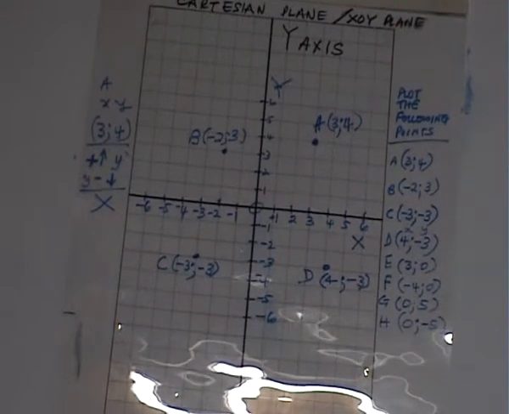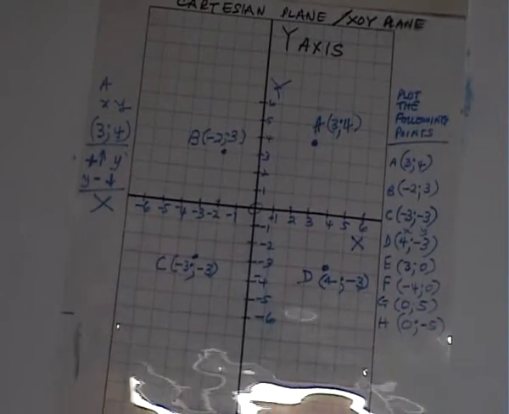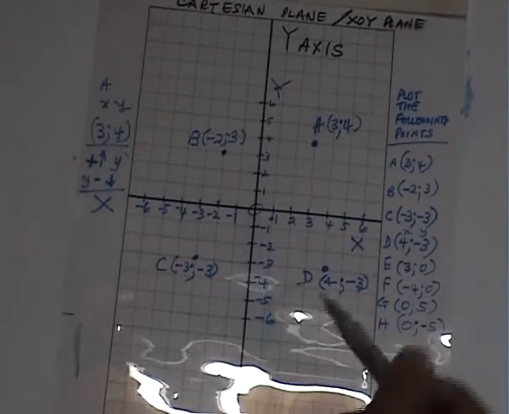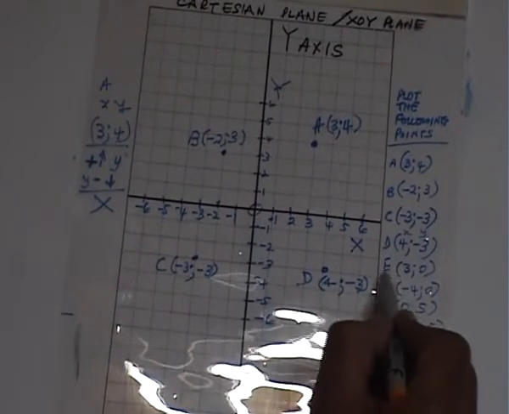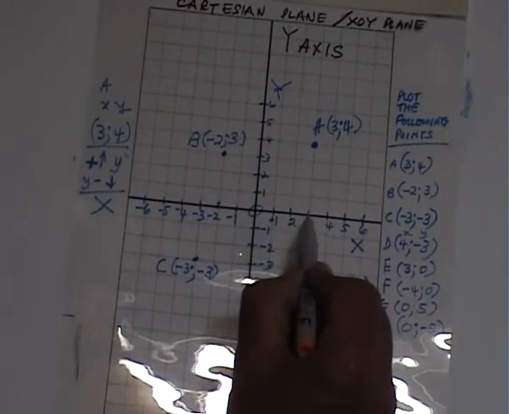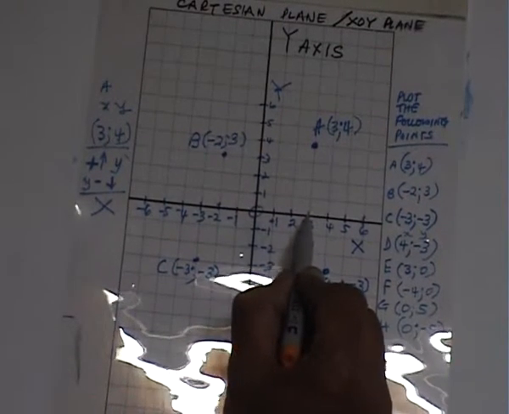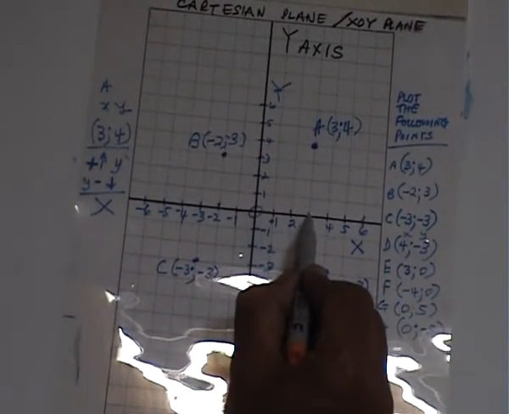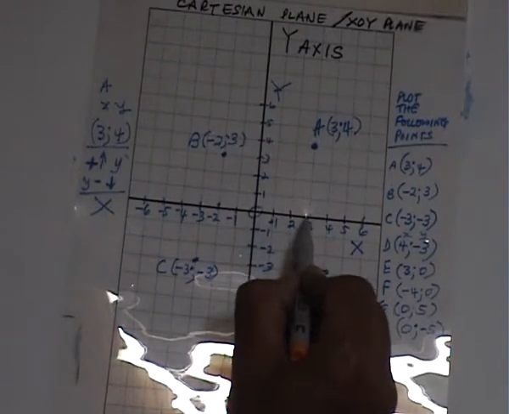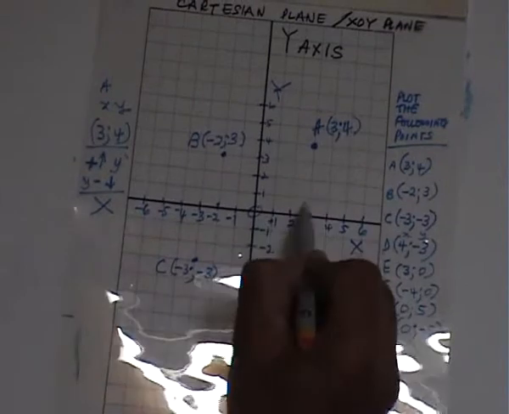Alright, now let's do the next set, E. Now E, x is 3. So there's x, there's 3. And then after that it is 0. That means don't go up, don't go down. Stay put, same place. So it's there. That's E.